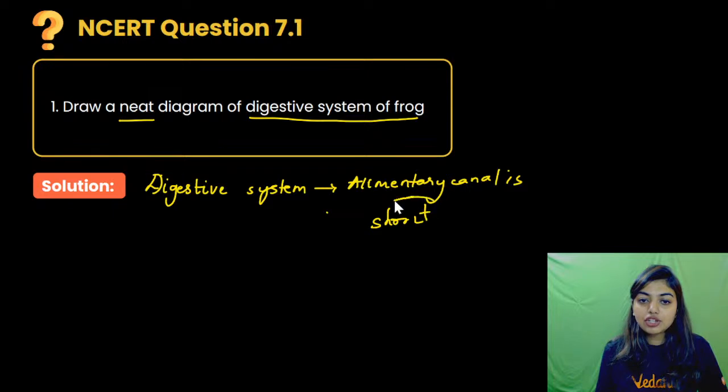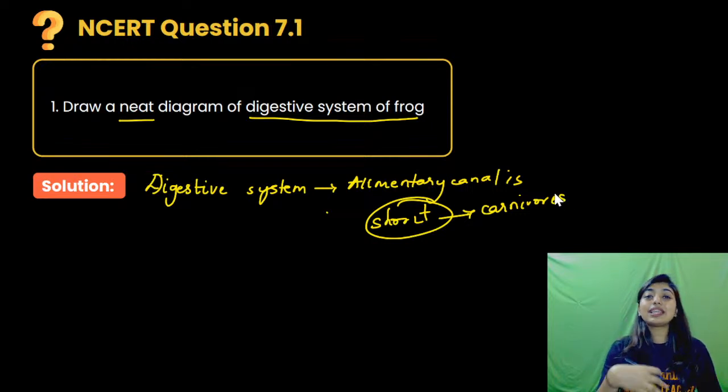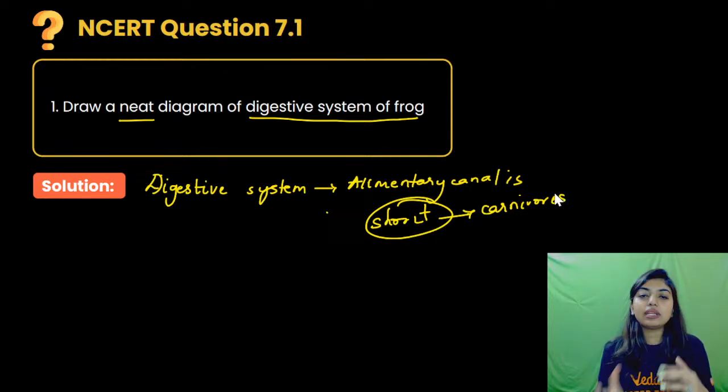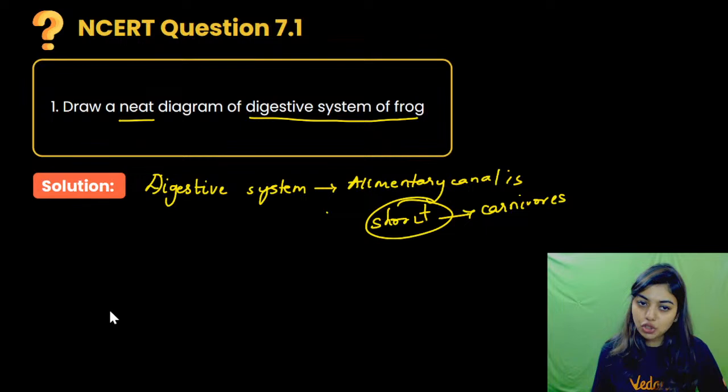Why is the alimentary canal short? A question can come. The answer is because frog is a carnivorous animal. In carnivores, since they consume meat, it is easy to break down meat. That's the reason why the alimentary canal is short. That's the main reason.